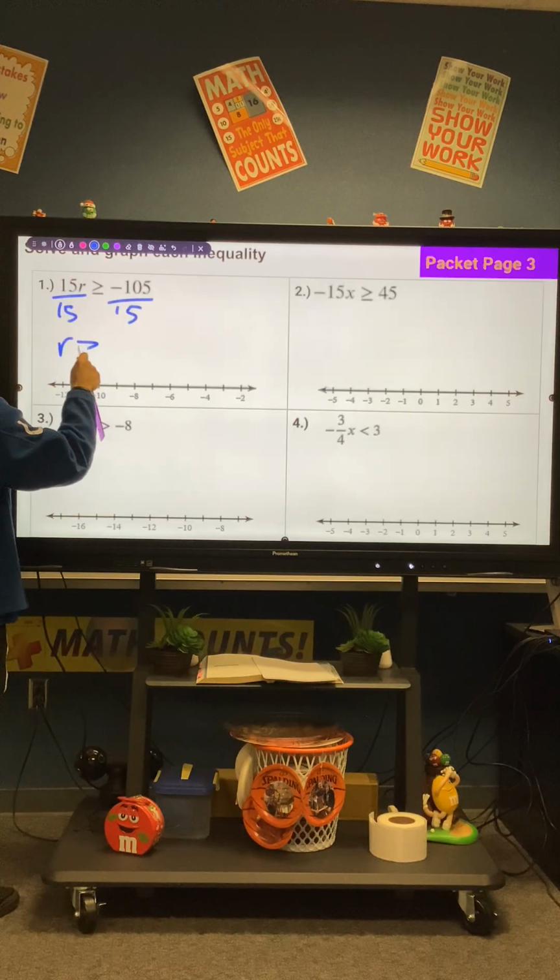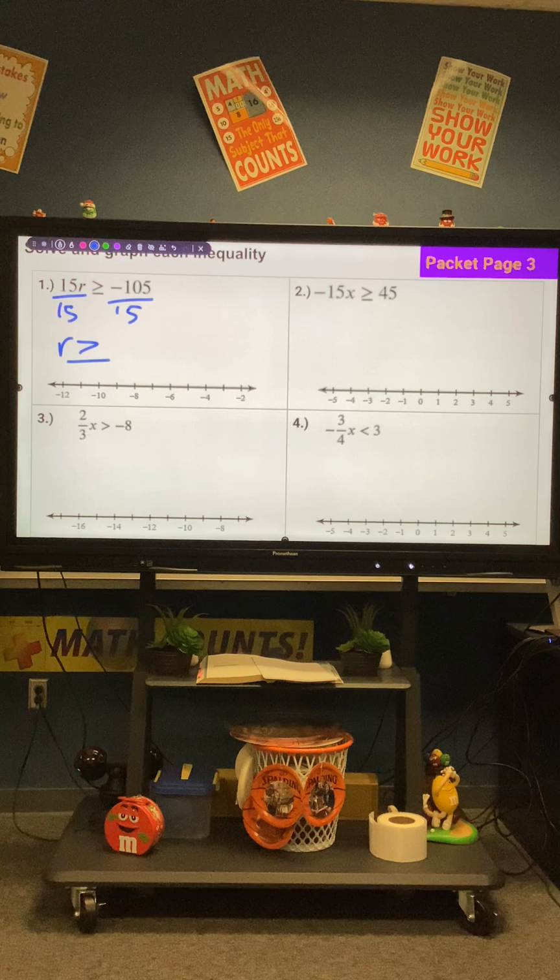So for this, I'm going to divide by 15. So r is greater than or equal to, what's 105 divided by 15? Somebody? I got them beautiful calculators in your hands. Negative 105 divided by 15.